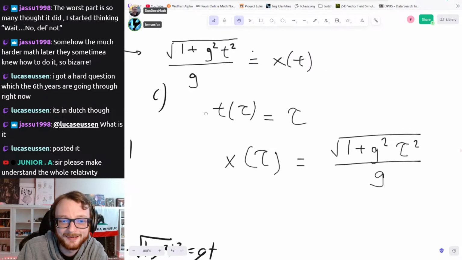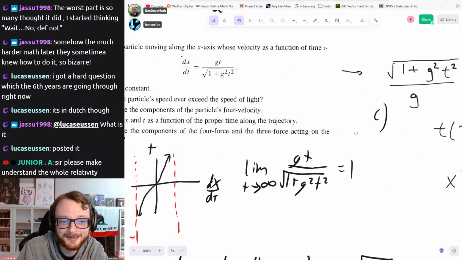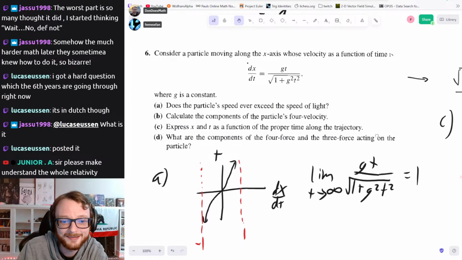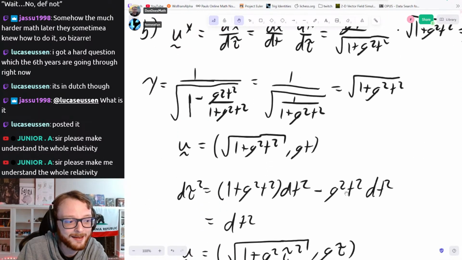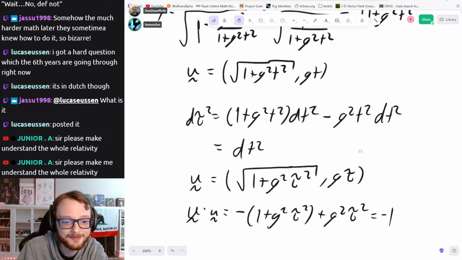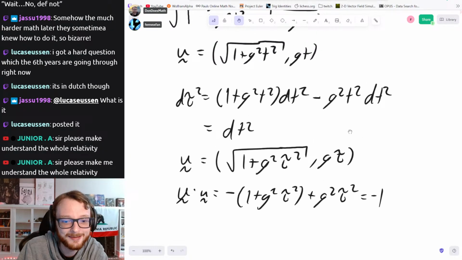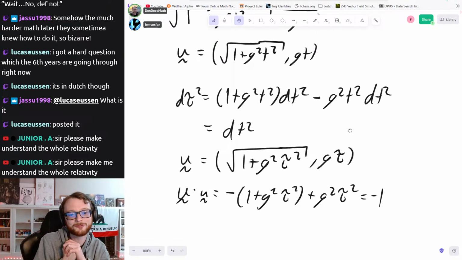So do you think that's all right for part C? I guess I wish the integral of the u agreed with that. How does that make sense with the integral?